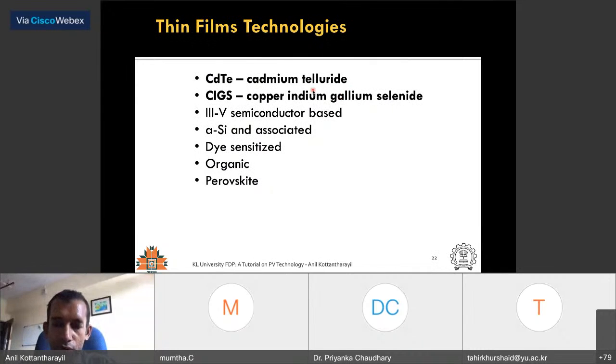Thin film technologies include cadmium telluride, CIGS, so copper, indium, gallium selenide, group 3-5 solar cells, for example gallium arsenide, amorphous silicon and associated technologies, dye-sensitized, organic, perovskites. These are all thin film technologies.